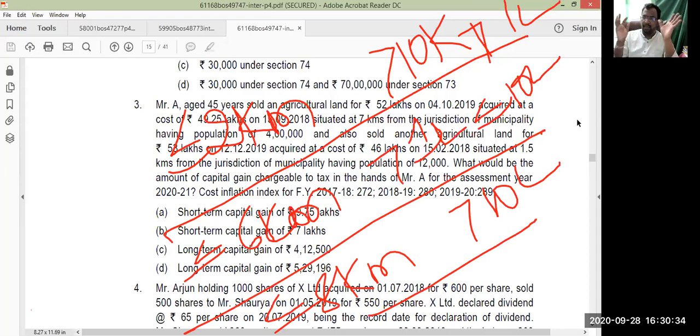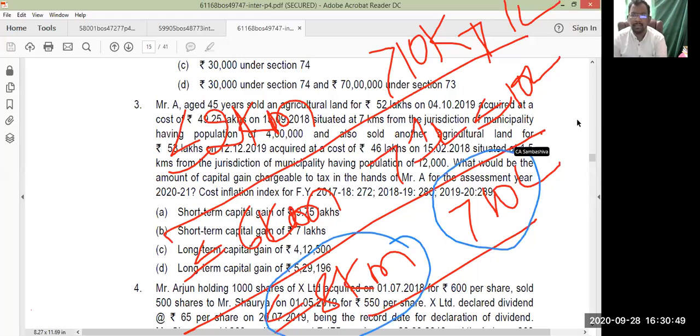It is not a specified area. Hence, any agricultural land situating in that area is not a capital asset. You can see here in the question, the land was situated at 7 kilometers under this condition, and the population should exceed 10 lakhs. What is given there? The population is only 4 lakhs. Is it a specified area or a non-specified area? It's a non-specified area. Since it is a non-specified area, that agricultural land is not a capital asset. So since it is not a capital asset, no need to calculate any capital gains. So for the first transaction, no need to calculate any capital gains.